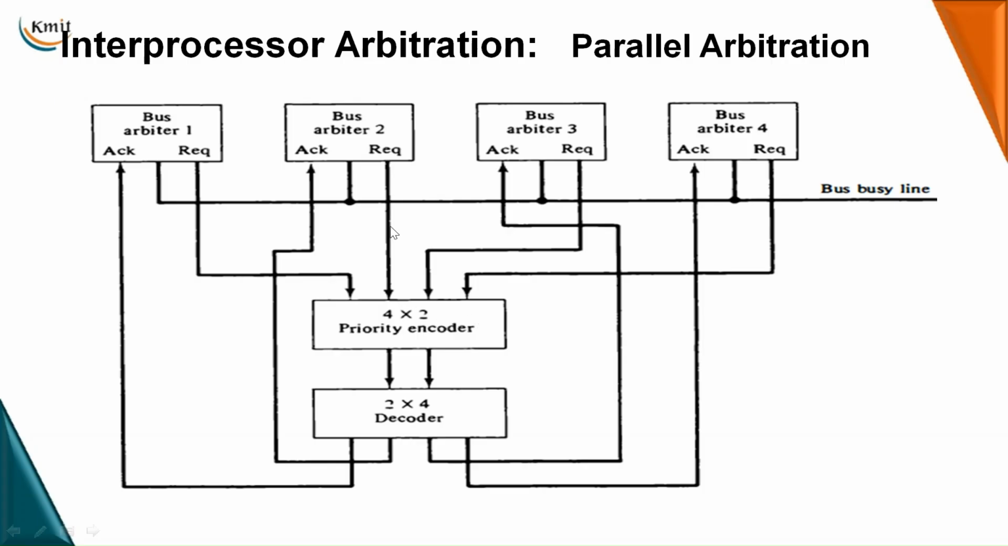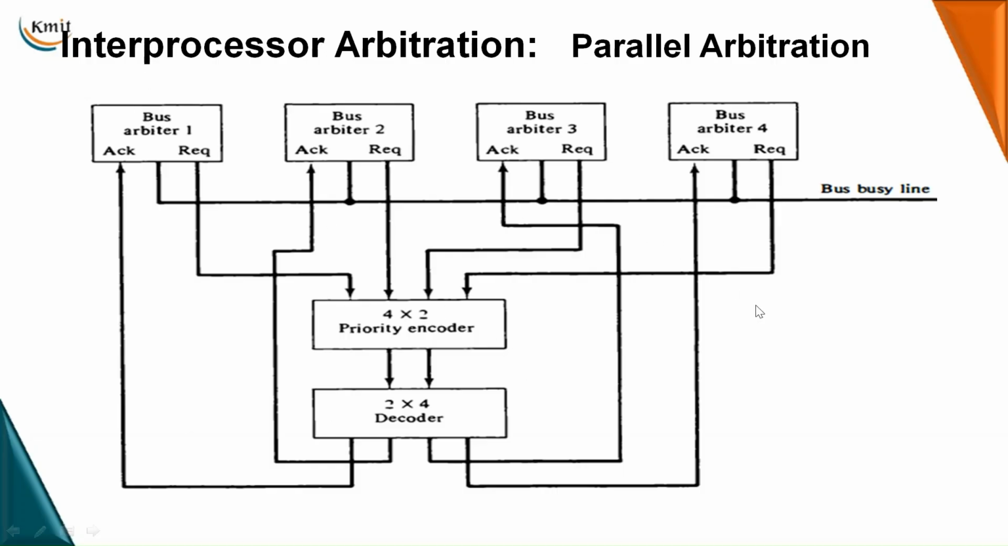among the requesting lines. Say, for example, arbiters 1 and 3 enable the request lines. They are given as input to the priority encoder. Based on these inputs, the priority encoder will give whichever arbiter has the highest priority. Obviously, arbiter 1 has the highest priority. That will be given as an output to the 2 by 4 decoder, so that the decoder will enable the proper acknowledgement line. So it will enable the acknowledgement line of arbiter 1 since it has the higher priority. It enables the proper acknowledgement line in order to grant the bus access to the high priority unit.